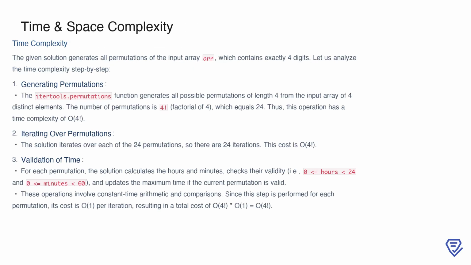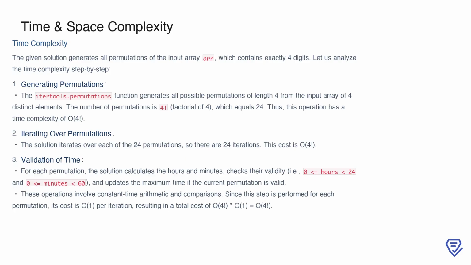To analyze the time complexity of our solution, let's break it down into its components. First, the solution generates all permutations of the input array, which contains exactly 4 digits. Using the itertools.permutations function, we know that the number of permutations for 4 distinct elements is 4 factorial, or 4!, which equals 24. This means that generating the permutations has a time complexity of 4!. Next, we iterate over each of these 24 permutations, so the cost of iterating is also 4!. For each permutation, we calculate the hours and minutes, check whether they are valid, and update the maximum valid time if necessary.